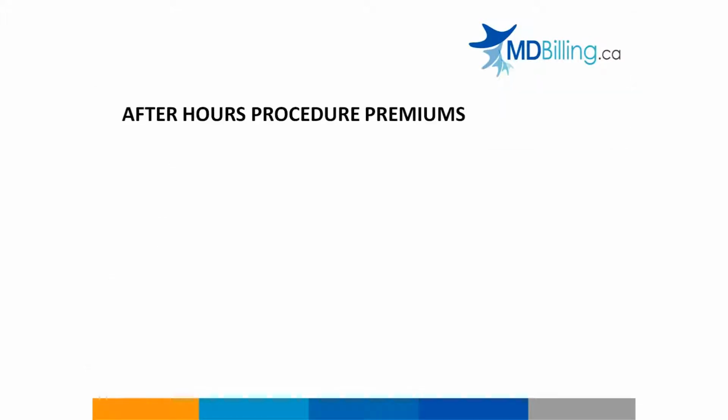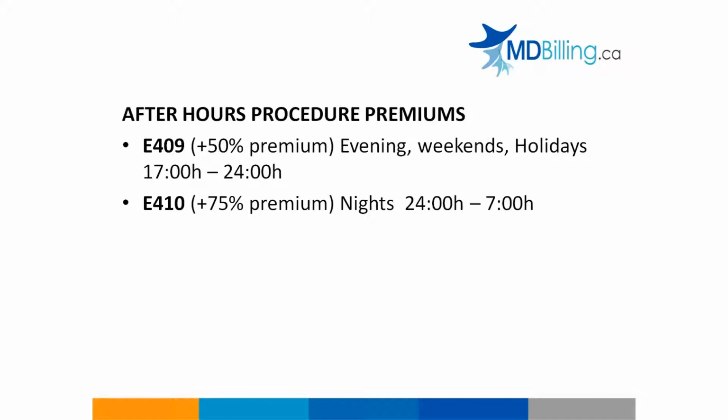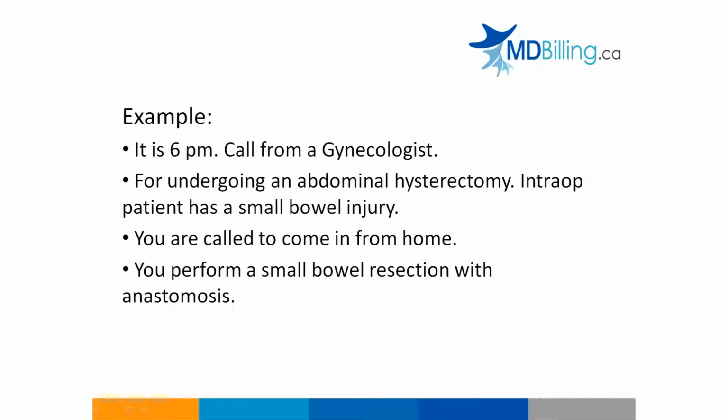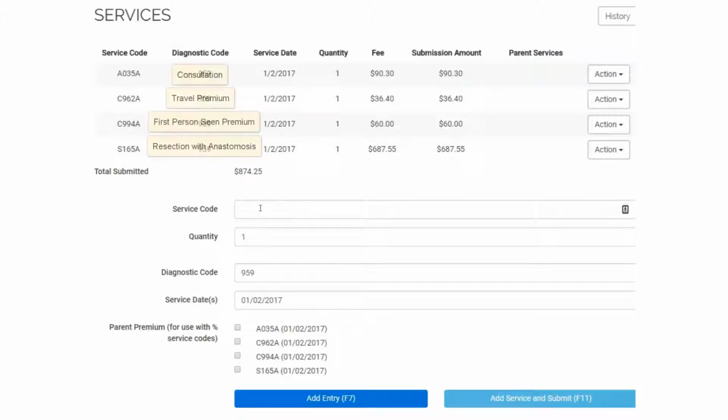Also, premium codes, such as E409 and E410, are percentage-based of the surgical code. You'll need to associate the premium code to the parent surgical codes in order for our system to calculate the proper fee for them. For example, you're home at 6 p.m. and get called in by a gynecologist for an undergoing abdominal hysterectomy to a patient who has an intraoperative small bowel injury. You perform a small bowel resection with anastomosis. You will bill A035, C962, C994, S165, and E409.